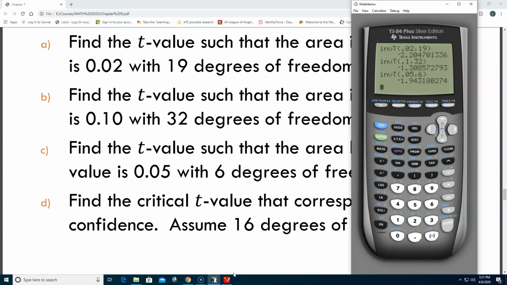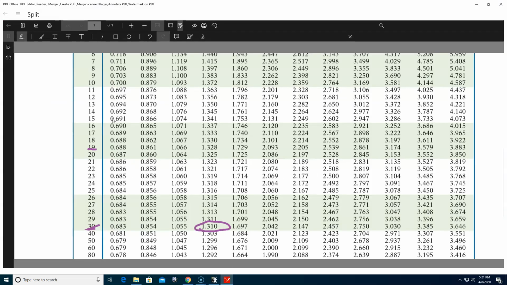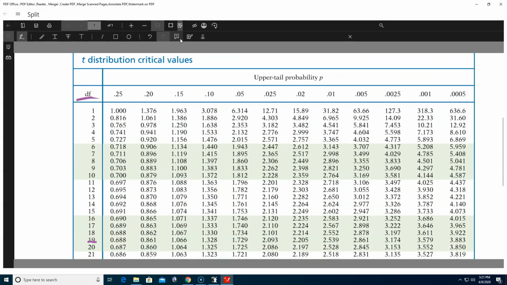If we're going to use the chart, we'll do the same exact idea. We find the 6 degrees of freedom right here, and then we look for 0.05. Now this is the area to the right. Since it is symmetric, the area to the left is simply the negative value of this number. So our answer is negative 1.943. The calculator will always calculate to the left. T-value charts do it to the right. There you go.